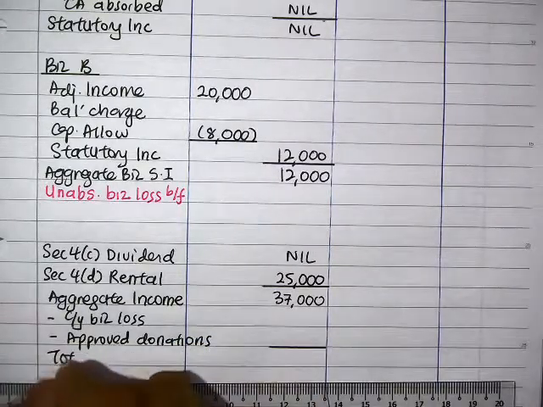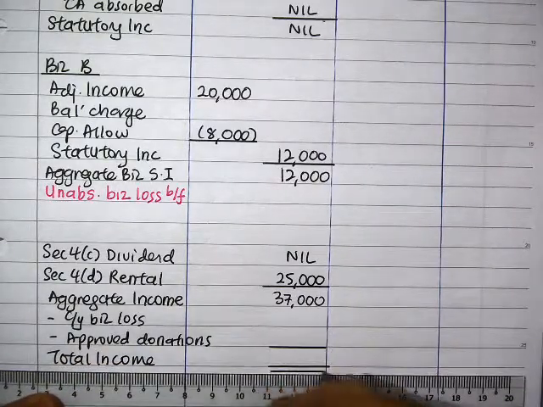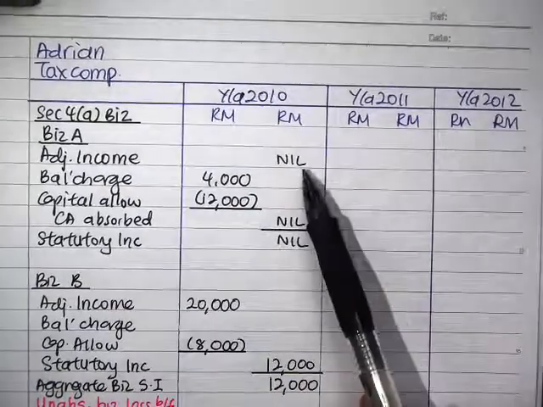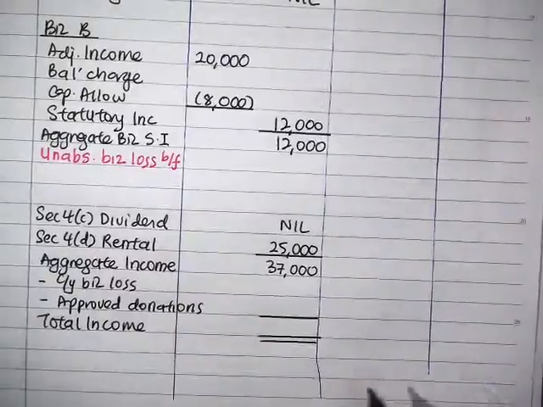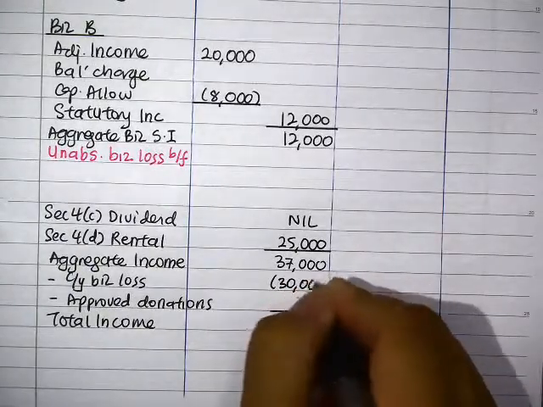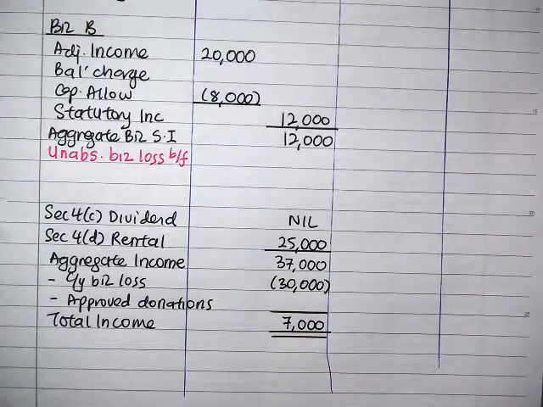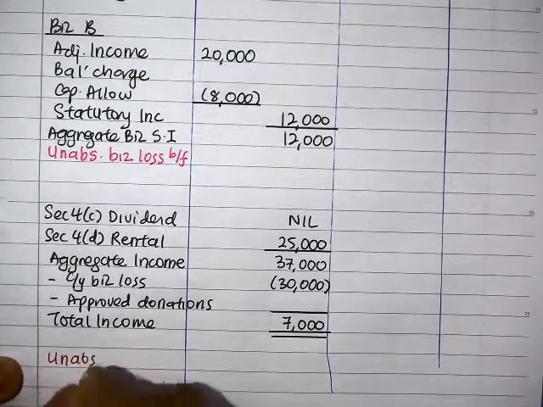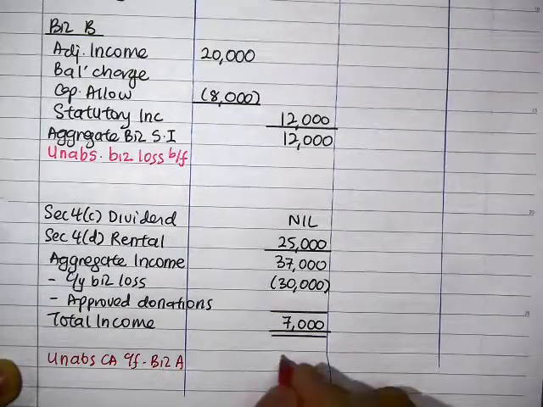And then you come to total income. That's exactly what they asked us to do, until total income. Now, we noticed earlier that in business A, we have a loss, and that loss, you look back into your question, is 30,000. You're going to minus the current year business loss, and you fully utilize the loss. It's left with 7,000. Right, so any unabsorbed that we're going to carry forward. Now we're going to carry forward unabsorbed CA for business A, which is 8,000.